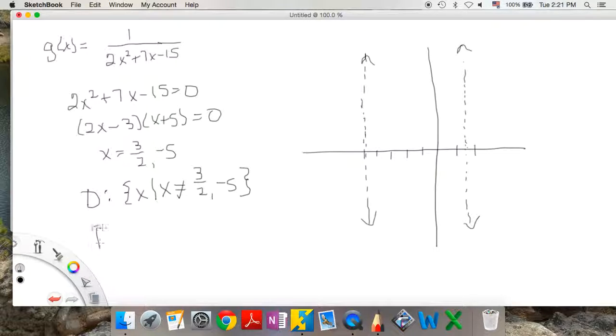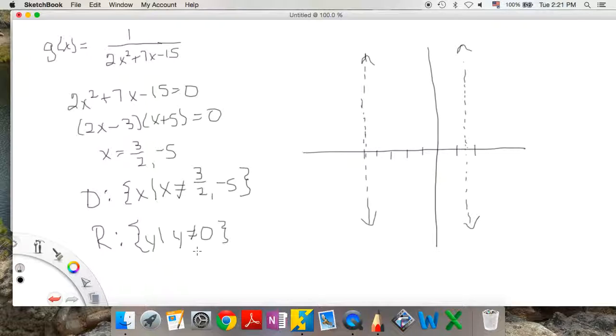Now, the other thing we can look at is the range. Well, can this be 0? No, again, we've got 1 in the top, so it can't be 0. But could it be positive or negative? Yes, we could end up with negative numbers. So the only thing, the range we have to deal with is it can't be 0.